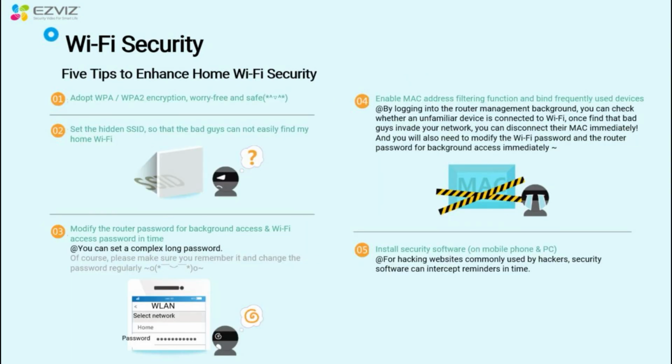There are 5 tips to enhance home Wi-Fi security. The first, adopt WPA or WPA2 encryption. 2. Set the hidden SSID so that the bad guys cannot easily find my home Wi-Fi. 3. Modify the router password for backend access and the Wi-Fi access password in time. You can set a complex long password.